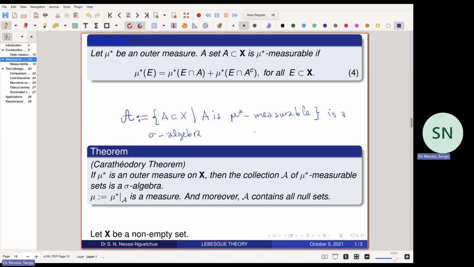And now if you take the restriction of mu star, that is the outer measure, on calligraphic A, this gives us a measure which we denote by mu. It's by the same token that we define the Lebesgue measure, as mentioned above. And moreover, this sigma algebra, calligraphic A, contains all null sets. Remember how we define null sets? We say that a set is called a null set if mu star of that set is 0. So if its outer measure is 0, we call it a null set.